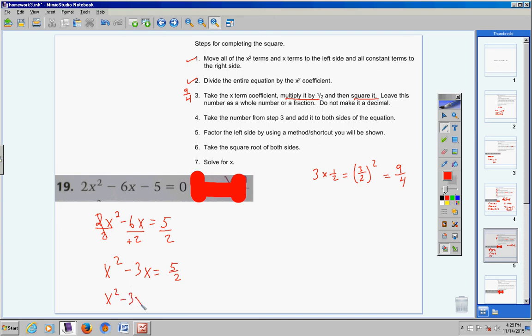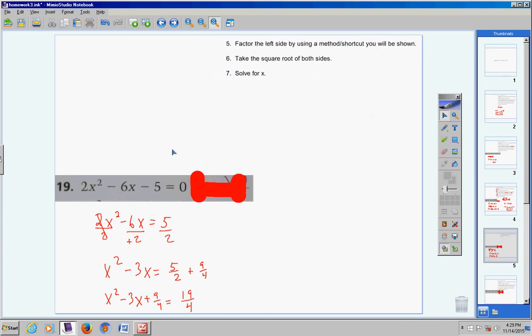Minus 3x equals, or plus, excuse me, plus 9/4 equals, now we're taking 5/2 plus 9/4, okay? You should get 19 over 4. Use a calculator if you need to. I hate the fact that you might need to do that at this age in your high school lives, but if you struggle with fractions, feel free to use a calculator here, okay? So now we're done with that step. Moving on to our next step.